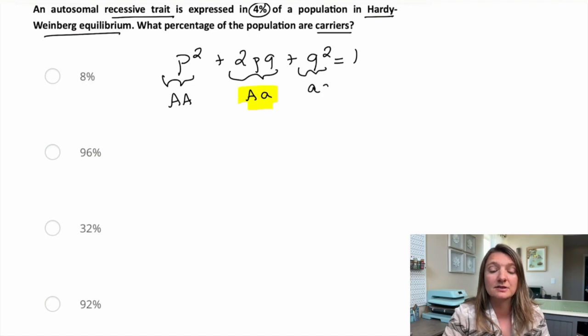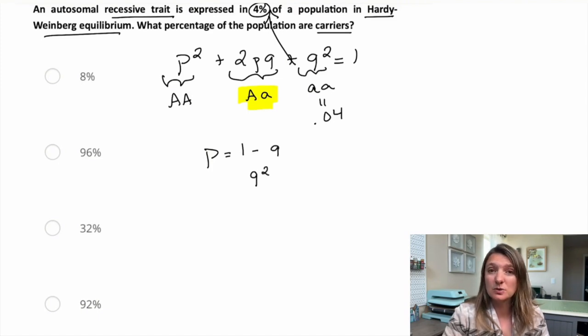q squared we are given. So that is the homozygous recessive trait or the autosomal recessive trait. So we know that that's going to be 4%. If we put 4% in decimal form, that's going to be 0.04. That is going to be q squared. Now we just need to get p. So p is going to be 1 minus q. That's just a quick way to find those p's or q's.